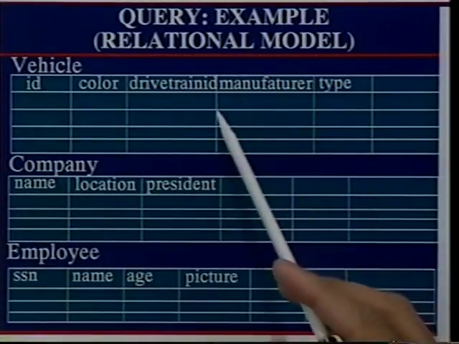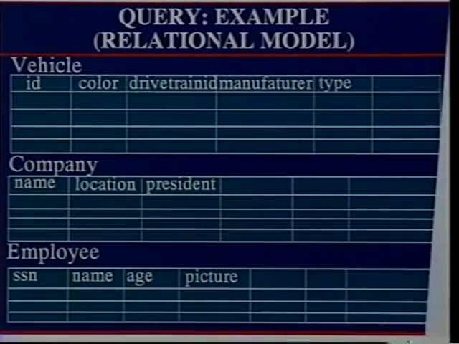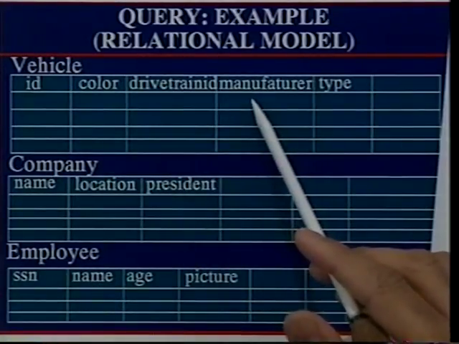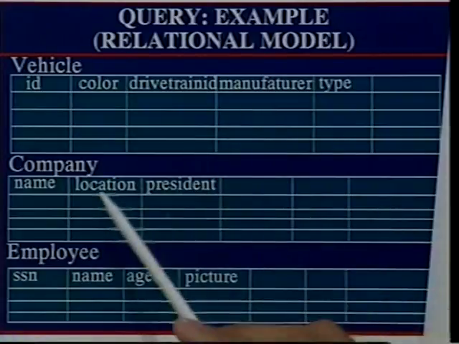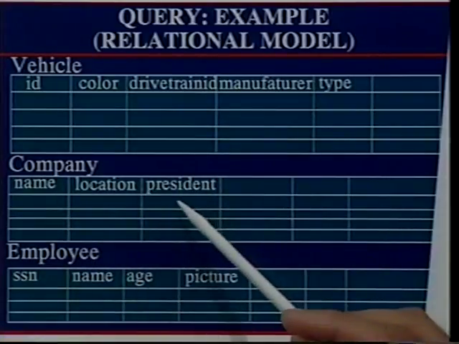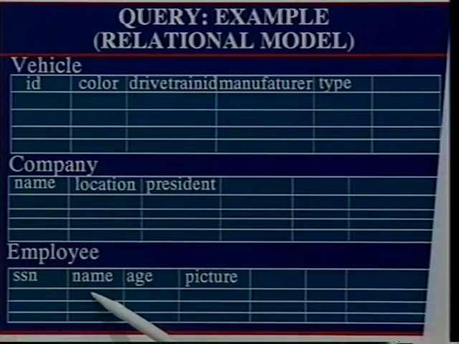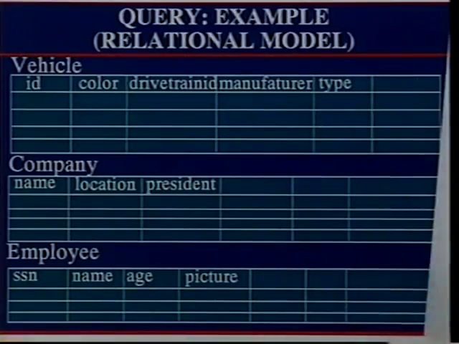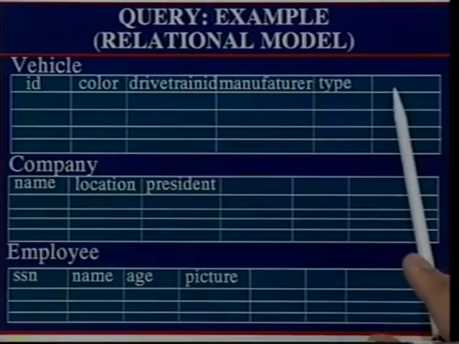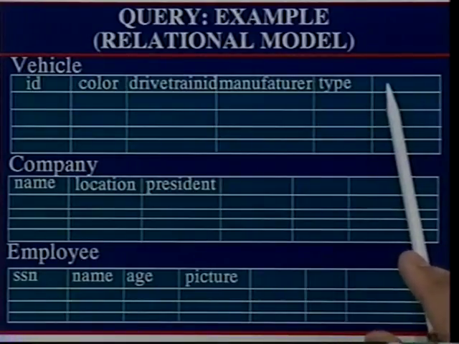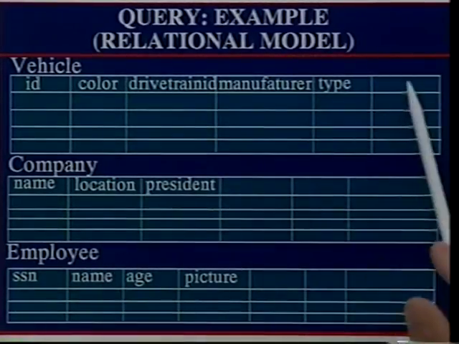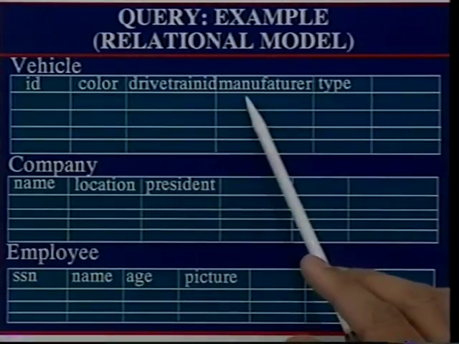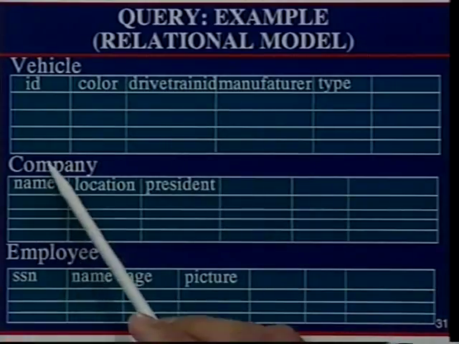Similarly, the company's president is tied by this name here. So we are tying the manufacturer with the name here, and we are tying the president with the name around here. And we can have one more attribute around here, and in this attribute we can even say vehicle owner, and the owner can be tied to the name here. So the owner can be tied to the name here, the president is tied to the name, and the manufacturer is tied to the name of the company.